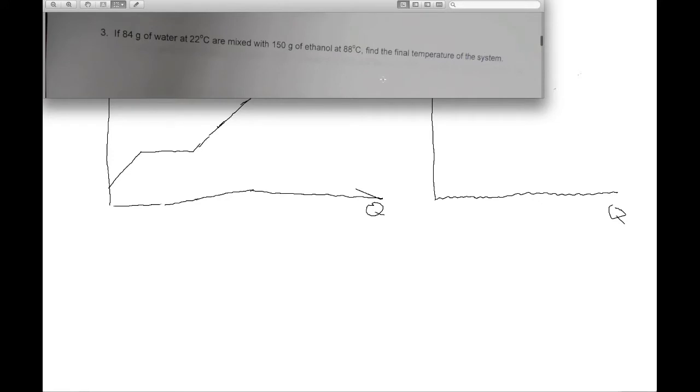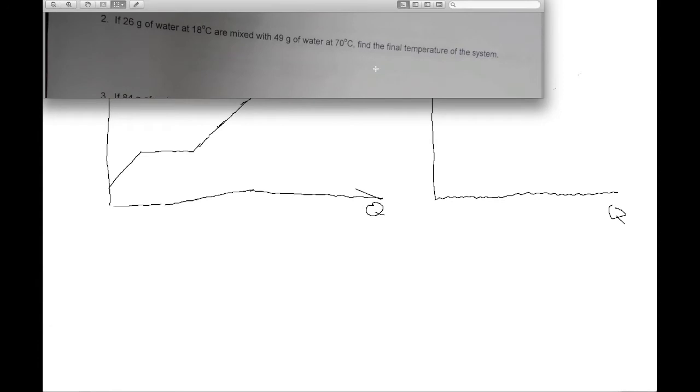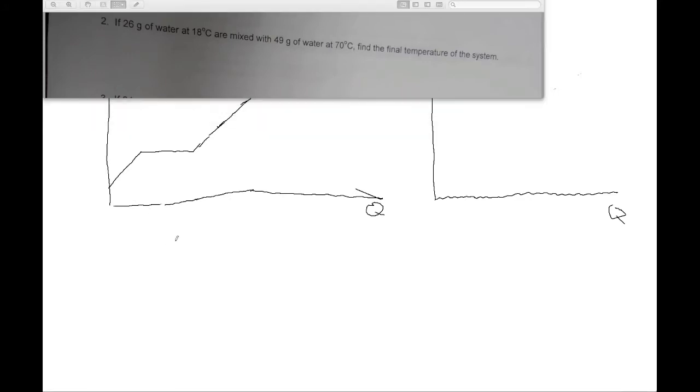I have a quick question. Yeah. For number two, if we just subtracted 70 degrees Celsius minus the 18, we would get the answer at the bottom. You say you would get the same answer? Yeah. So I'm guessing that might just be a coincidence, maybe. Well, let's see. You did 70 minus 18, which gave you 52 degrees. Yeah. And then what would you do with that 52 degrees?